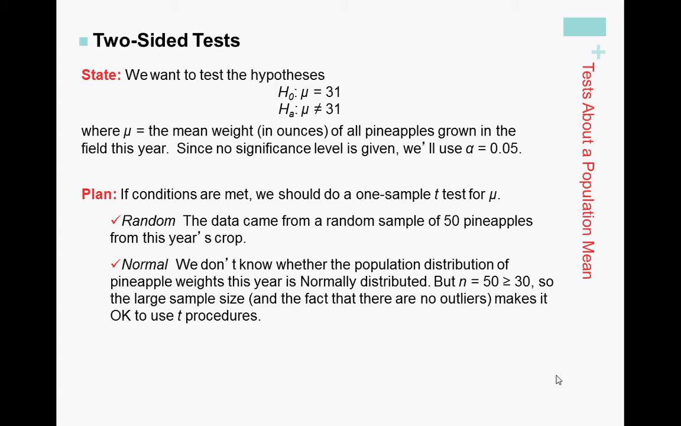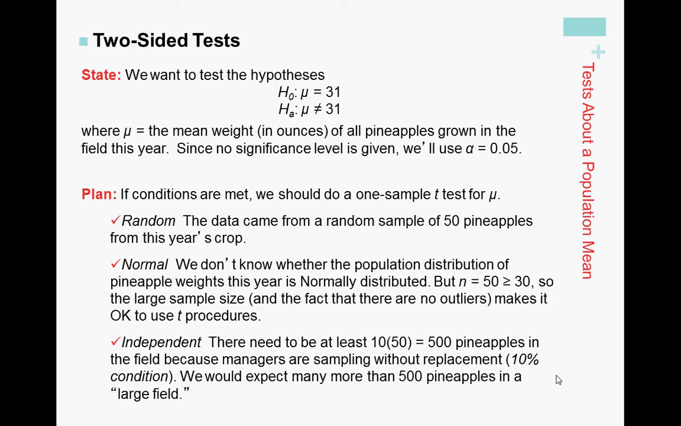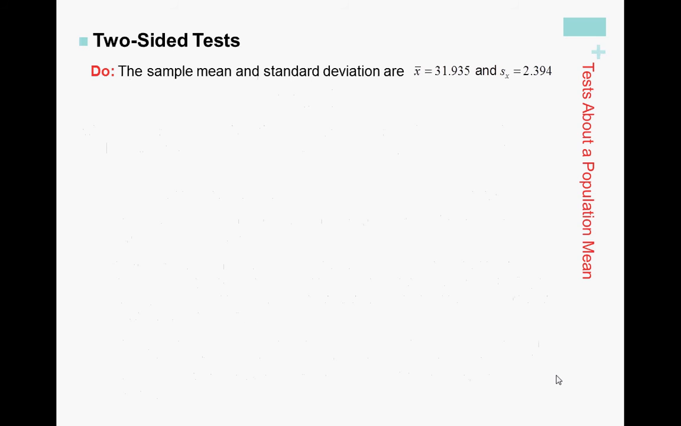And independent. There need to be at least 10 times 50 equals 500 pineapples in the field, because they were sampling without replacement. So we could expect many more than 500 pineapples in what they describe as a large field. You consider that this is a place that grows pineapples, so a large field seems reasonable to assume it would have more than 500 pineapples. So our conditions are met, we can move forward. So we do by starting with the sample mean and the sample standard deviation, and then we'll find our test statistic. We get 2.762 for our t.